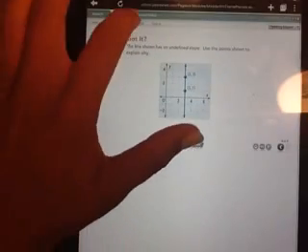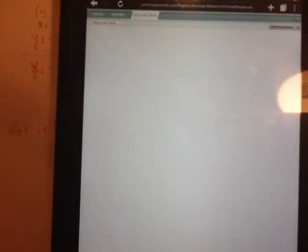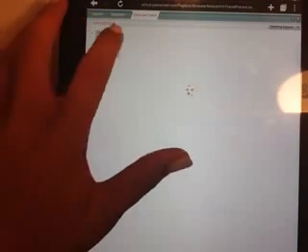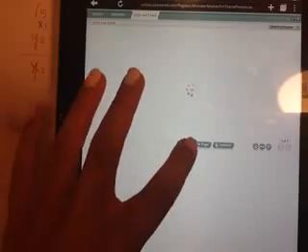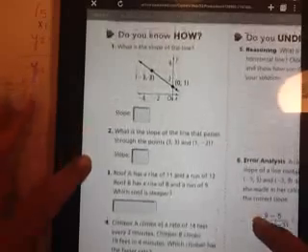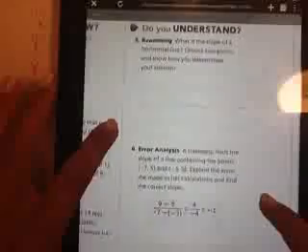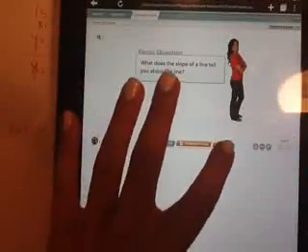I'm going to show you real quick the close and check. Give you a few examples to work if you need it. And the solutions.